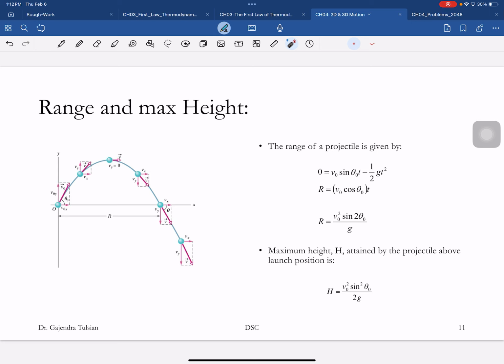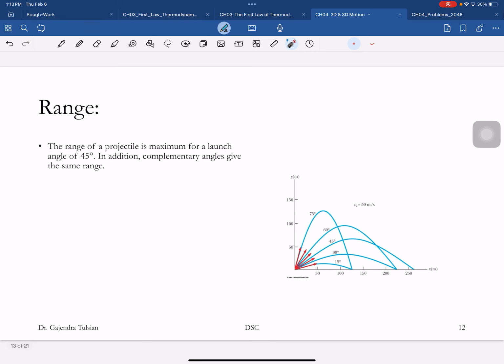When do you get the maximum range for a given speed? At what angle do you need to throw to get maximum range? 45 degrees. If theta is the only thing you're changing, the maximum value sine 2 theta can take is 1, and that happens at sine of 90, which makes theta 45 degrees. So you get maximum range for 45 degrees.